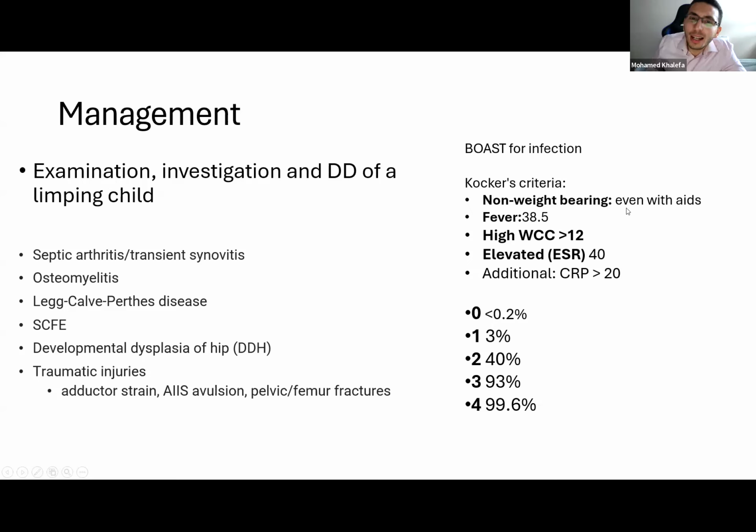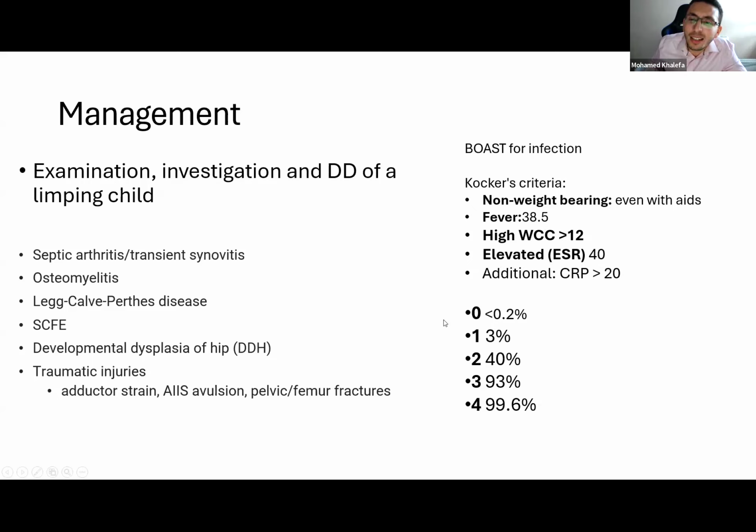And non-weight bearing means they cannot even get out of bed, even hobbling on crutches. They cannot, like a fracture, like a neck of femur patient. They can't get out of bed. But if he can walk with crutches, even if he's not putting his foot to the floor, this is still weight bearing. Fever above 38.5, not 37.8 and not 38.5. White cell count above 12, ESR 40 or above, and this was added after 2001, CRP more than 20.